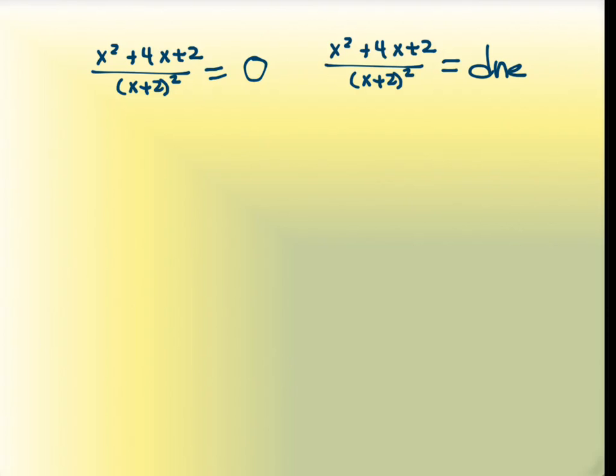So when I have a function like this, and I want to know where it's equal to 0, where in the world do I find places where a function like this is equal to 0? The numerator equals 0. Right. It has to happen if the numerator is 0.